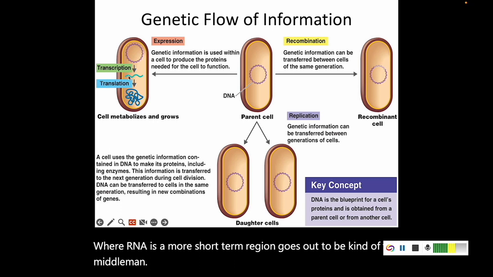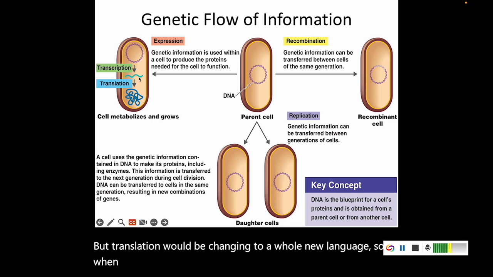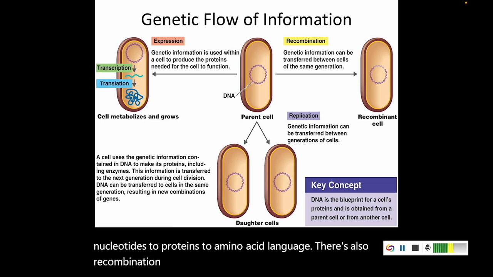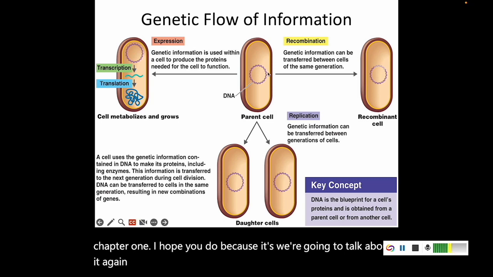But translation would be changing to a whole new language. So in translation, we're switching from the language of RNA, of nucleotides, to proteins, to amino acid language. There's also recombination. Do you remember touching on recombination in chapter 1? I hope you do, because we're going to talk about it again. Recombination is when two different cells swap out or combine their genetic information.